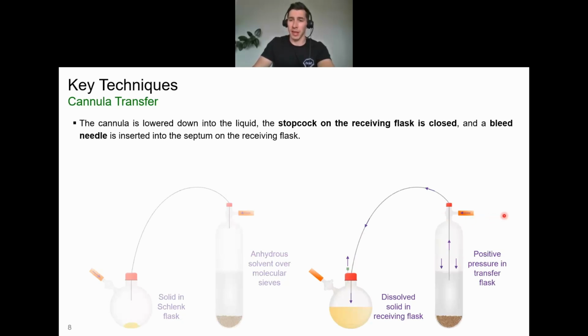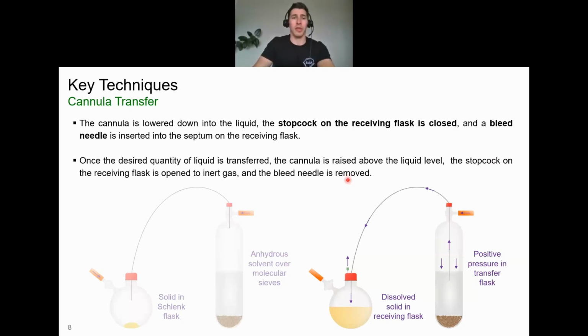It comes in through the flask, pushes down on the liquid level, which pushes it along through the cannula. And because we have this here, the inert gas then exits the flask. If we didn't have this, there's nowhere for the gas to go. And because we have a bubbler, you're never going to get gas buildup, but there's no preferential pressure. Once we've added the desired quantity of liquid, we pull the cannula above the liquid level, open the stopcock and remove the bleed needle.